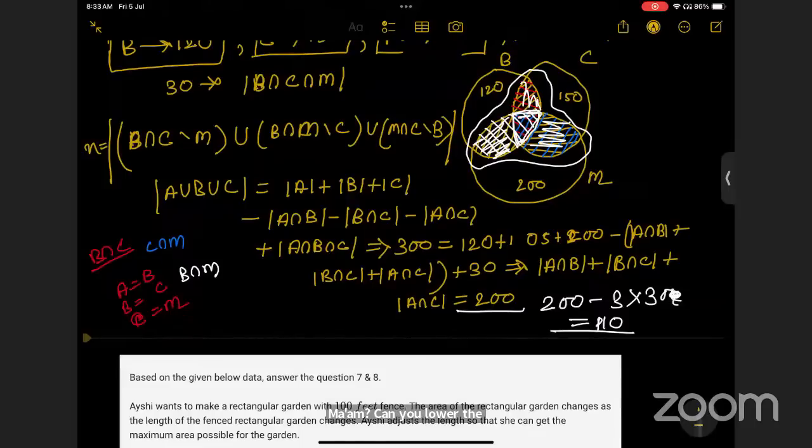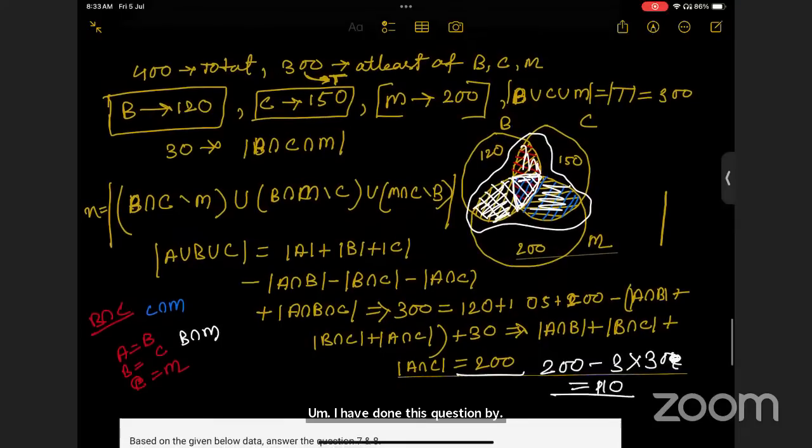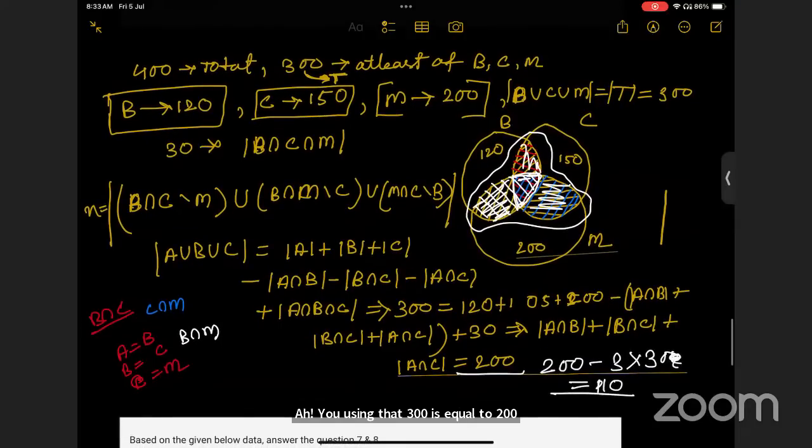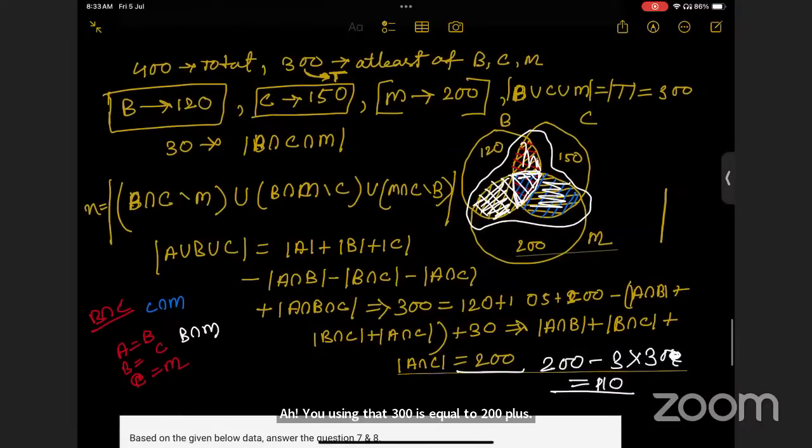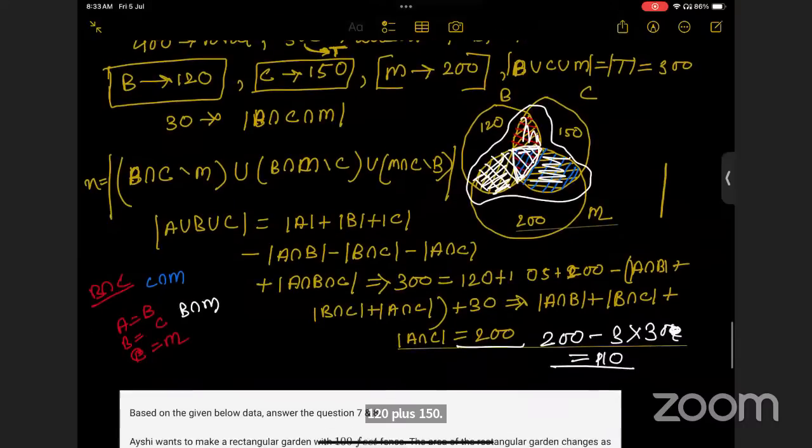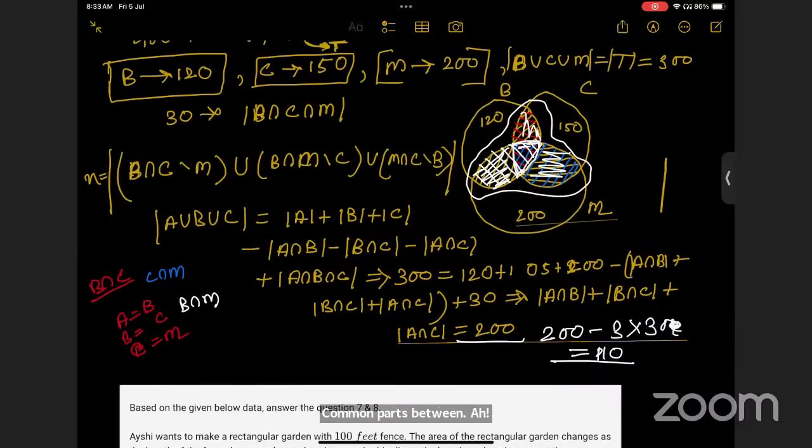Ma'am, I have done this question by using the formula. Using that, 300 is equal to 200 plus 120 plus 150. Then I have subtracted the common parts between bio and maths, and chemistry, and bio and chemistry. And then I added 90, that means thrice of this B intersection M intersection C. So ma'am, I am getting the answer 60, not 110. Is this the right way? No, this is not the right process.